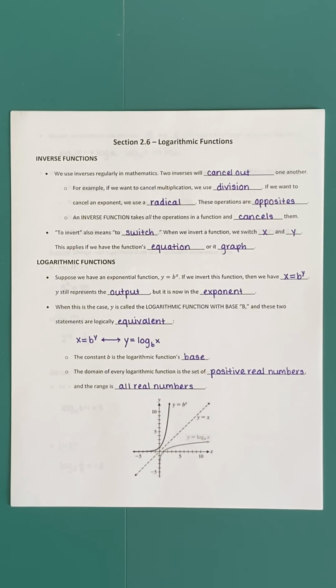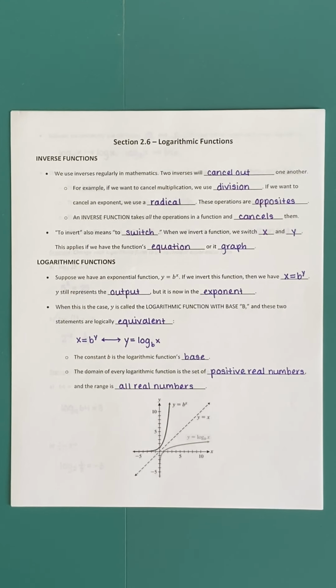For example, if we have a multiplication and we want to get rid of it, we use a division. If we have an exponent and we want to get rid of it, we use a radical. These are called inverse operations in the sense that they are opposites. The opposite operation will cancel out whatever we're interested in canceling out. So if we were to build together a bunch of different operations to cancel out a bunch of other operations, then we can create what we call an inverse function.